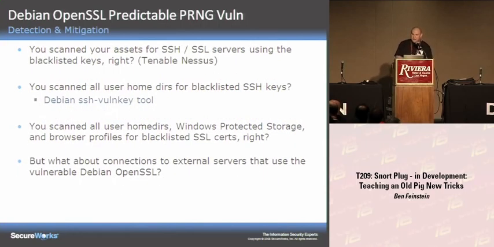So you've been mitigating this vulnerability, right? You scan your assets for bad SSH and SSL servers using the blacklisted keys, right? Nessus can do this for you. You scanned all your home dirs for the bad keys, right? There's a new tool called ssh-vulnkey that'll do this for you. You look through all your home dirs, you look through all your Windows protected storage, browser profiles for blacklisted SSL certs, right? And well, what about connections to external servers you don't control, or your organization does not control, that are still using an unpatched Debian OpenSSL? Okay, it still is going to impact your security.